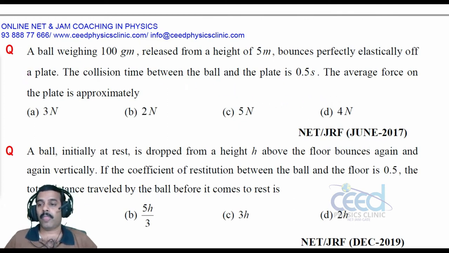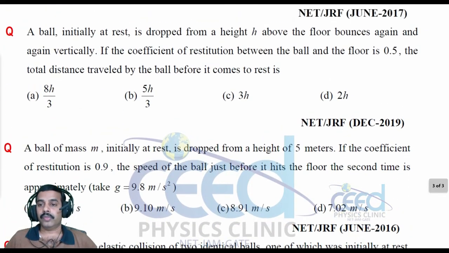All right. Now let us have another question here. A ball initially at rest is dropped from a height h above the floor, and bounces again and again vertically. If the coefficient of restitution between the ball and the floor is 0.5, the total distance traveled by the ball before it comes to rest is.